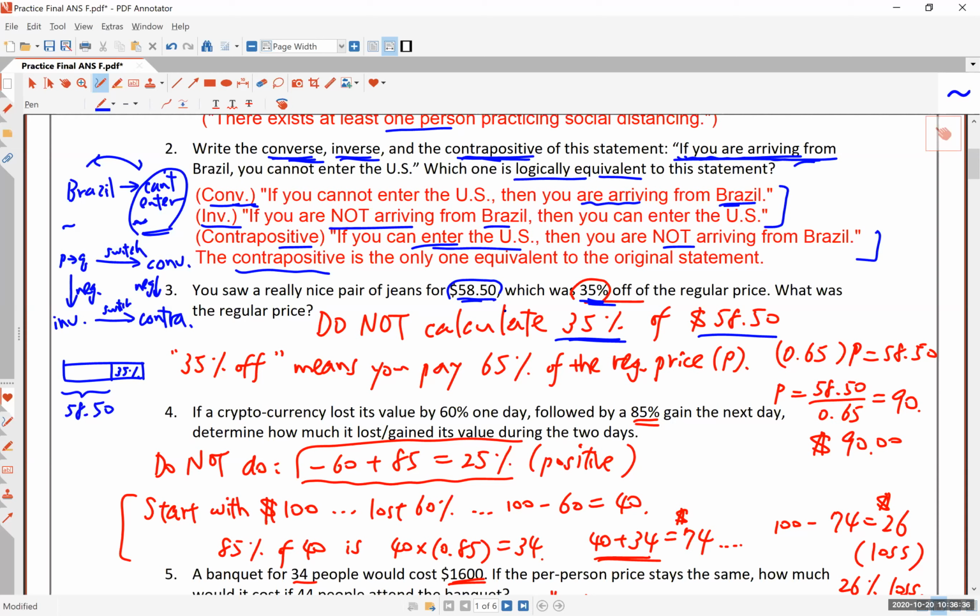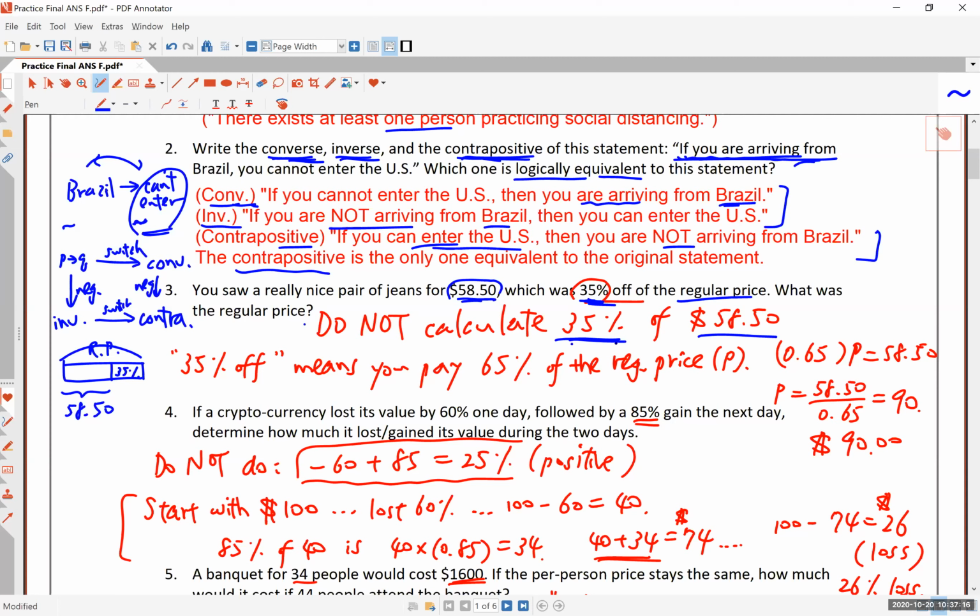This is an extremely important point. This 35% refers to 35% of the regular price. So we're talking about 35% of this regular price, which we do not know yet. And once you take that 35% off of the regular price, RP, then the remaining part is 58.50. So let me just note my policy: because this is such a problematic error that most people make, I am not going to give you any partial credit if you calculate 35% of 58.50.